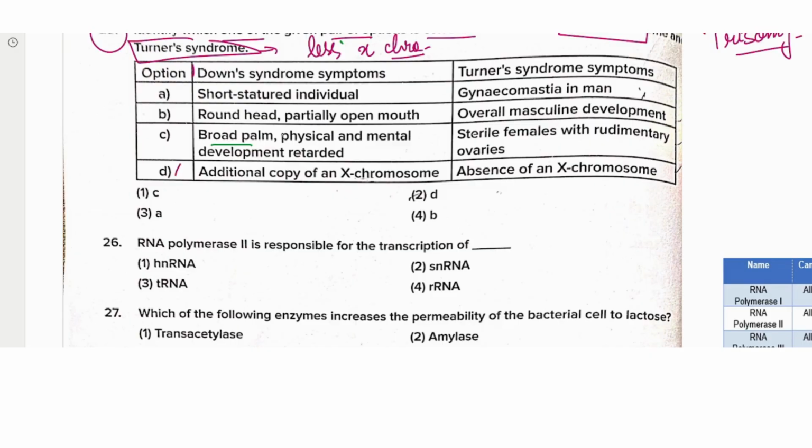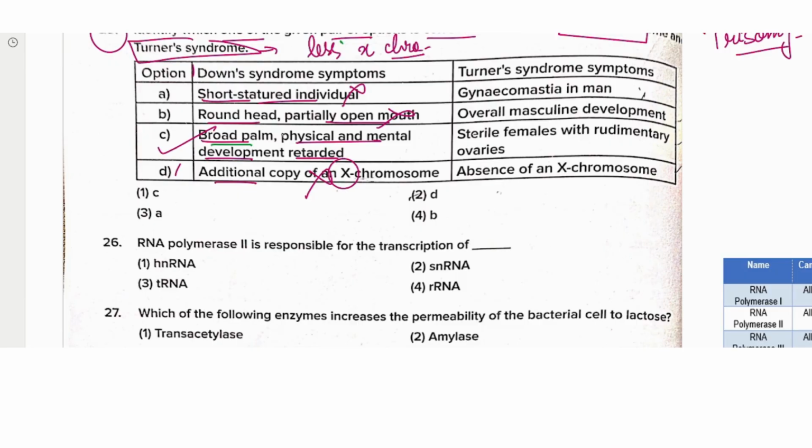So here the additional copy of the X chromosome cannot be there. Stunted stature individual will not be there. Round-headed, partially open mouth will not. It would be the property of cretinism because of the thyroid gland, as we have seen. And the broad palm, physical and mental development retarded.